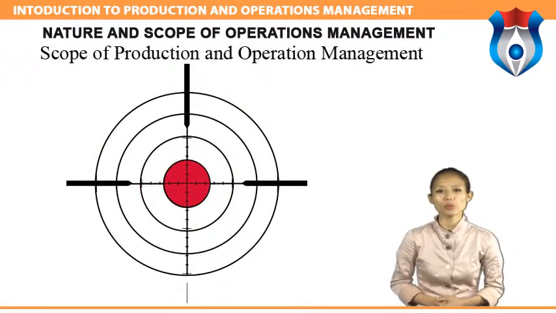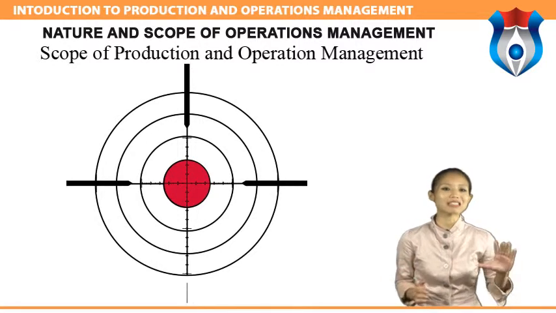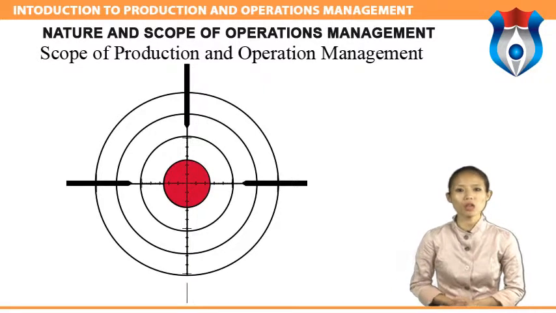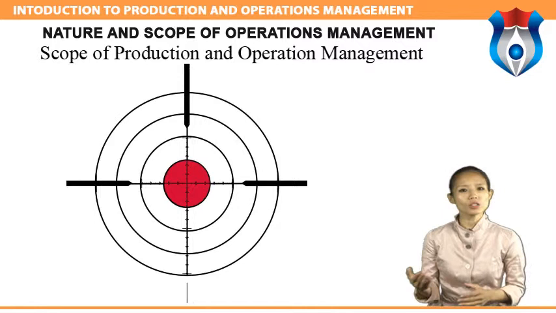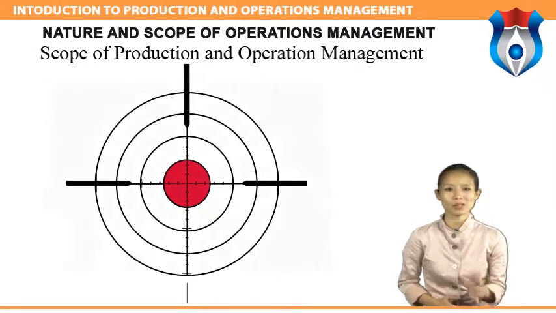Scope of production and operation management. The scope of production and operation management is indeed vast. Originating with the selection of location, production management covers such activities as acquisition of land, constructing buildings, procuring and installing machinery, purchasing and storing raw materials and converting them into saleable products.